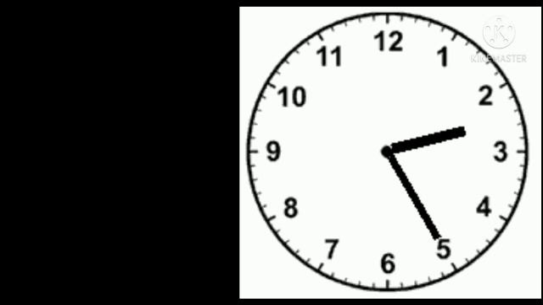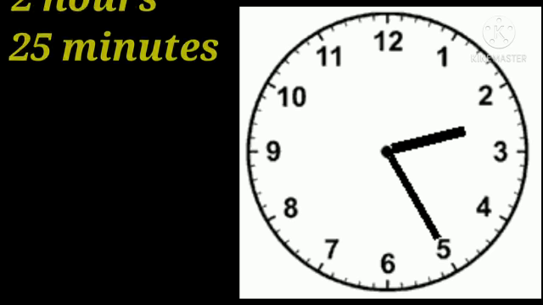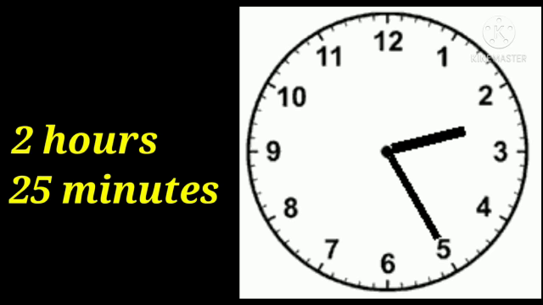Next one. The short hand of the clock is between 2 and 3. We will take 2 hours, and the long hand is at 5. 5 fives are 25. So the time is 2 hours and 25 minutes. We can also say 25 minutes past 2.